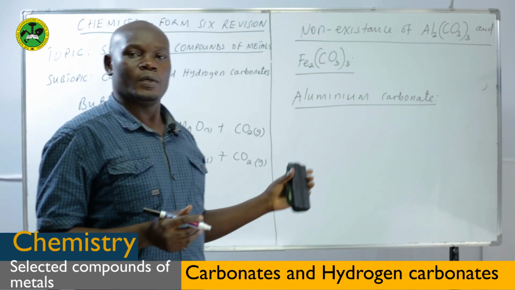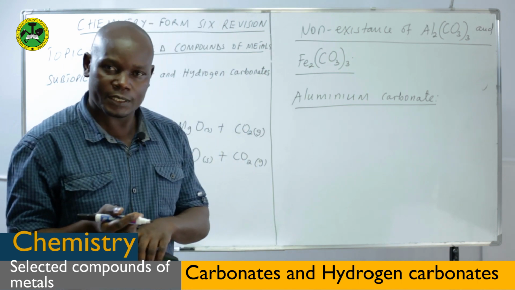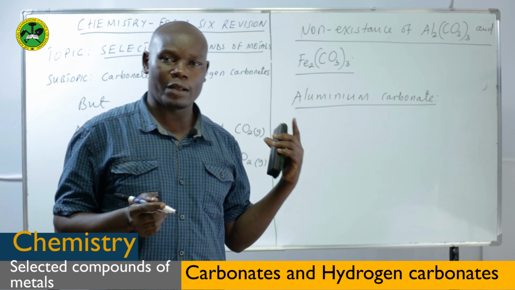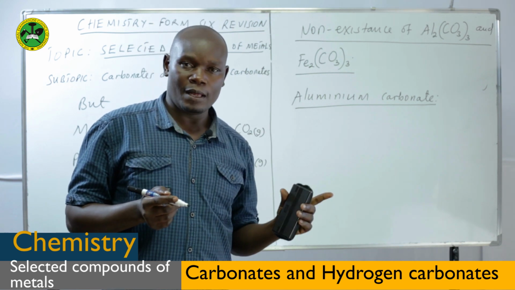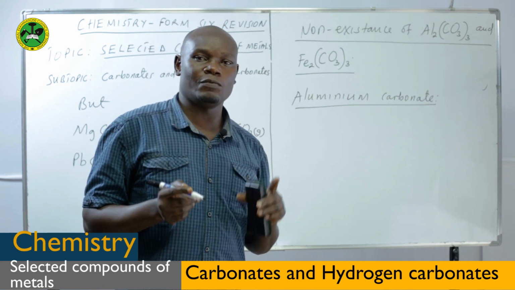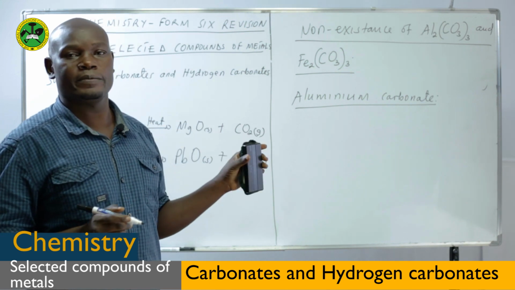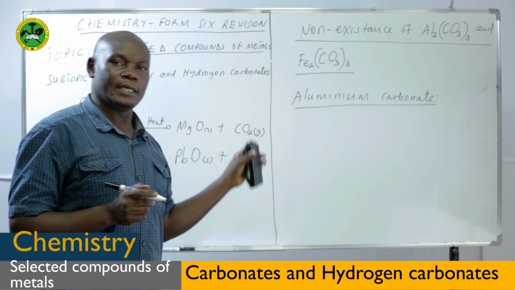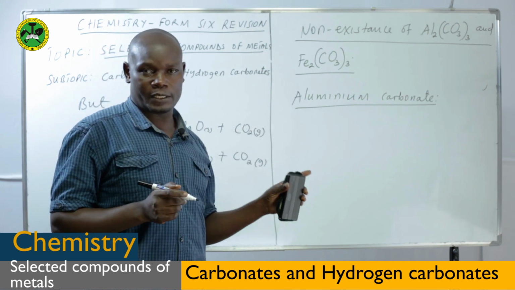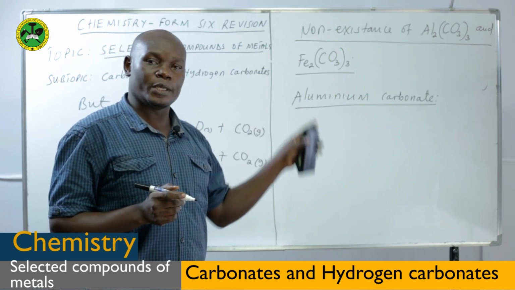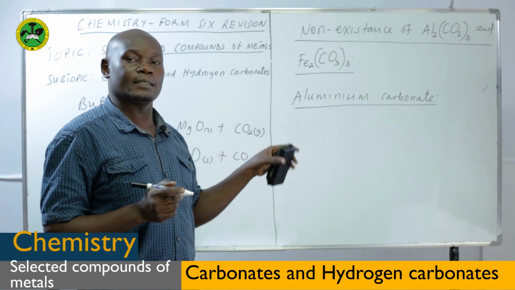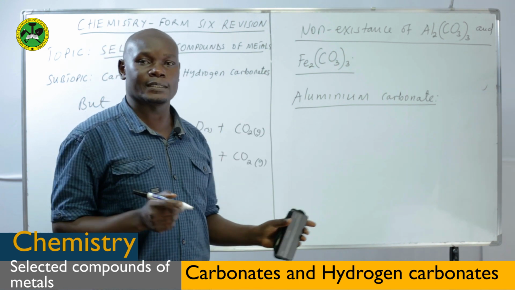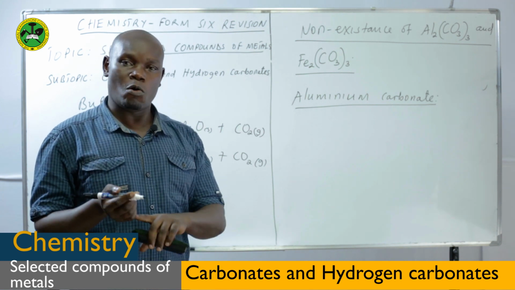This is due to the smaller cationic size of aluminium and the high polarizing power of aluminium. The smaller cationic size and the higher polarizing power of aluminium polarizes the carbon-oxygen bond in the carbonate and weakens the bond, resulting in breakdown. Then the resulting product becomes aluminium oxide.